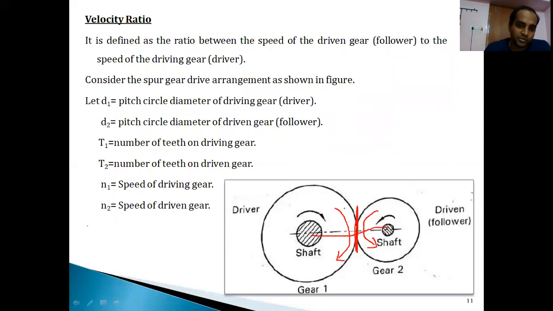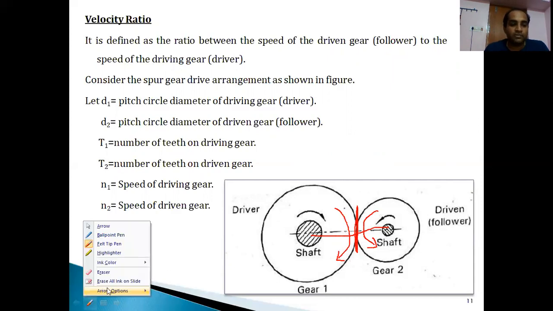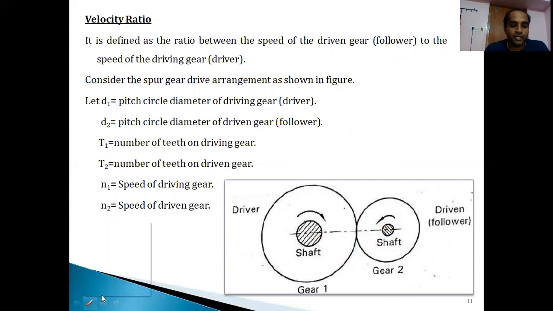So here, what are the assumptions made? Let us see. Let D1 be the pitch circle diameter of the driver gear, D2 be the pitch circle diameter of the driven gear. T1 is the number of teeth present on the driver gear, T2 the number of teeth present on the driven gear. N1 is the speed of the driver gear, N2 is the speed of the driven gear.